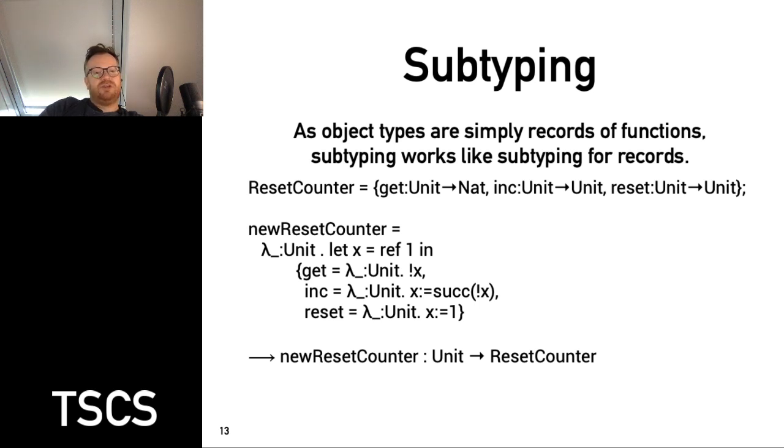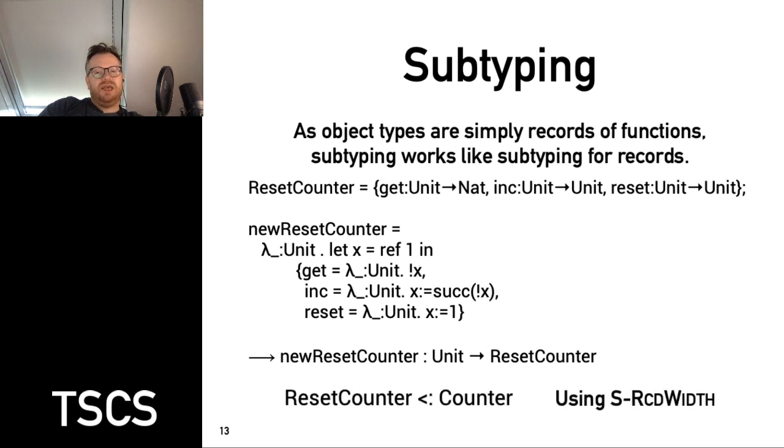So you have a function that takes unit, and then with the let you construct a new reference, and you have the get and the inc implementation that you just had. You copy this at this point. We're not doing subclassing, we're doing subtyping. Remember that. And then you have this reset operation, which basically sets x to 1. And then you can call new reset counter and get a reset counter.